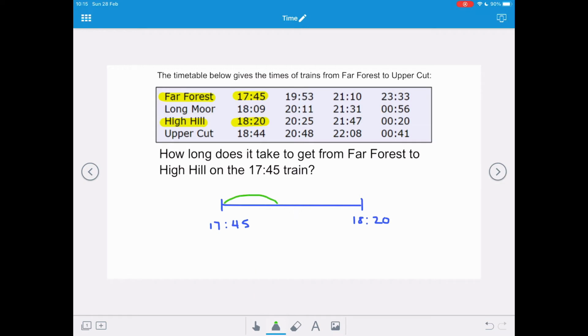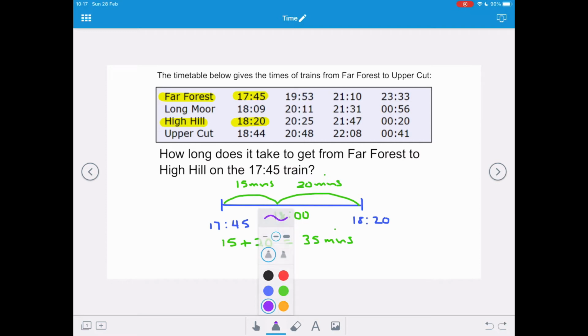It's always sensible to go through o'clocks, so we know that 1800 hours is between 1745 and 1820, and that's 15 minutes between 1745 and 1800, and 20 minutes between 1800 and 1820. Remember, there are not 100 minutes in an hour. There's 60. So 15 plus 20 equals 35 minutes. So it takes 35 minutes to get from Far Forest to High Hill on the 1745 train. Be careful to choose the correct train when you're working with timetables.